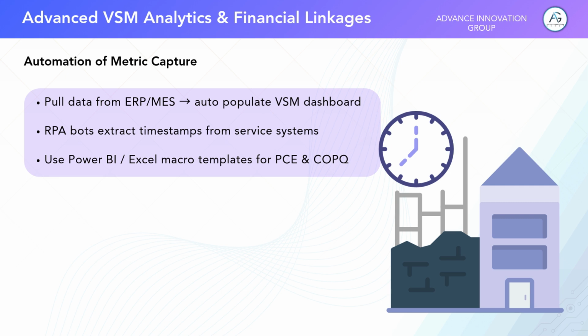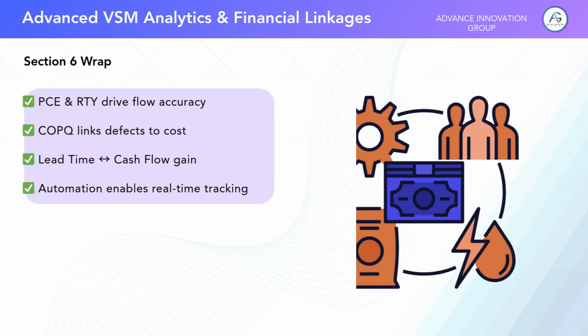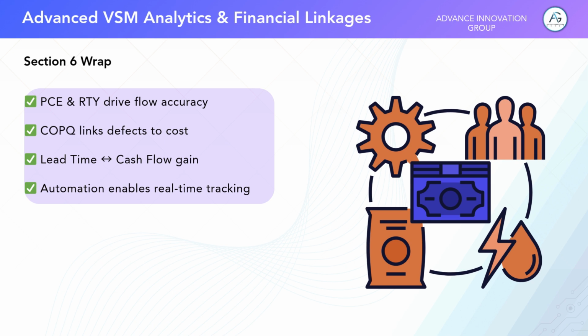Let's summarize the key takeaways from this section. Process cycle efficiency (PCE) and rolled throughput yield (RTY) help measure flow accuracy and reliability. Cost of poor quality (COPQ) connects process defects directly to financial losses. Reducing lead time drives cash flow gains, improving working capital and liquidity. And finally, automation ensures these metrics are captured and tracked in real time, giving leaders actionable insights at their fingertips.